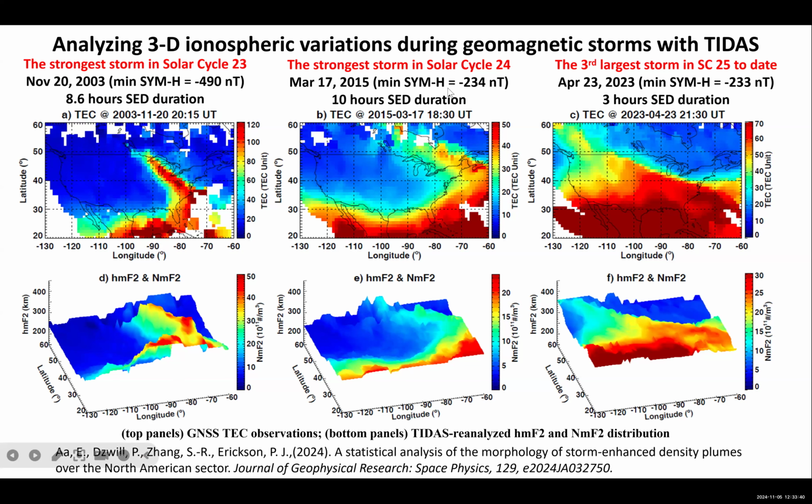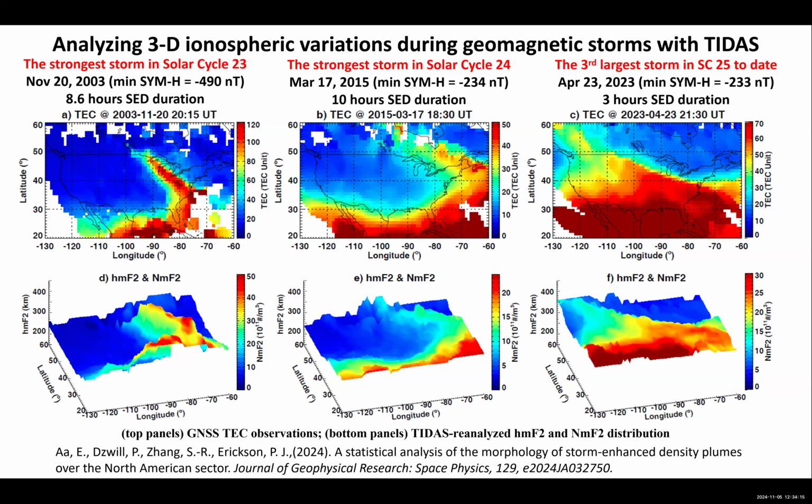This is the March 17, 2015, St. Patrick's Day storm. We also saw the ICD plume structure here, and that's the TIDAS reanalyzed result. And this is the April 2023 storm, the third largest storm in solar cycle 25 to date. And then we also reconstructed the ICD plume structures. So with TIDAS in hand, we can do ICD reconstruction for any given storm.